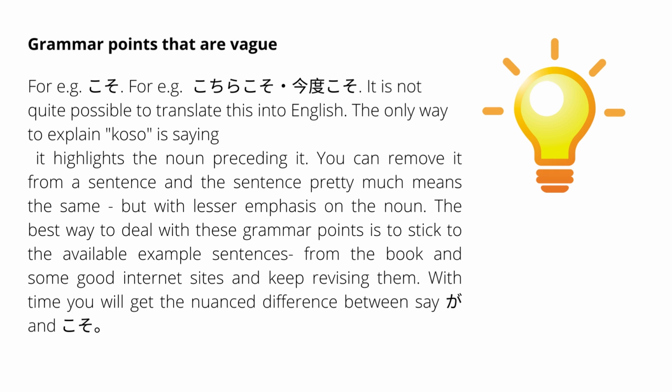Grammar points that are vague. Every language will have a bunch of these grammar points, which are really easy, which come naturally to native speakers, but they seem a little difficult for learners. For example, koso. Kochira koso, kondo koso. How do I translate these in English? What do they mean? The only way that I can explain koso is by saying that it highlights the noun that precedes it.